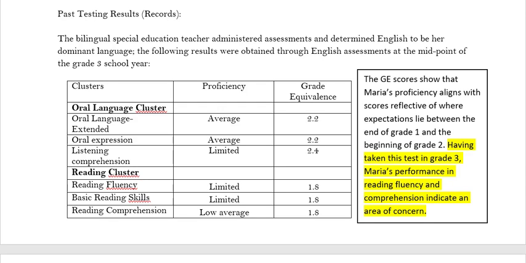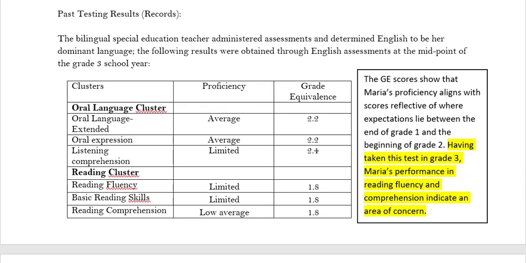So after looking at background information and interview data from Maria's teacher, we're going to look at some records. One record we have is results from a standardized test administered by the bilingual special education teacher. This test is showing us that Maria's grade equivalents in the domains of oral language and reading are falling below her currently enrolled grade level and below the level she was when she took the test. So she took this in 3rd grade.